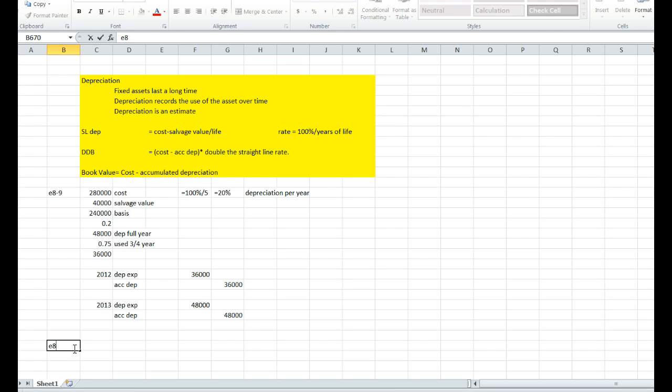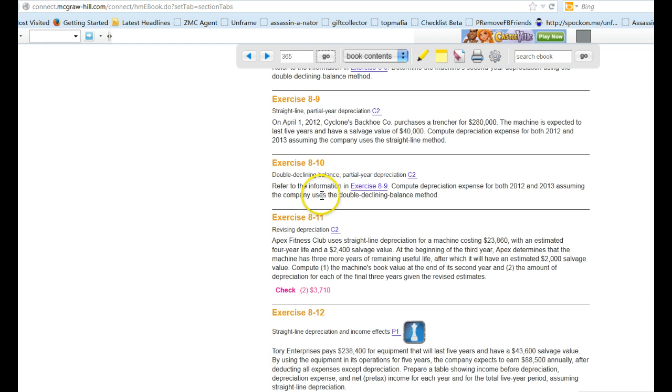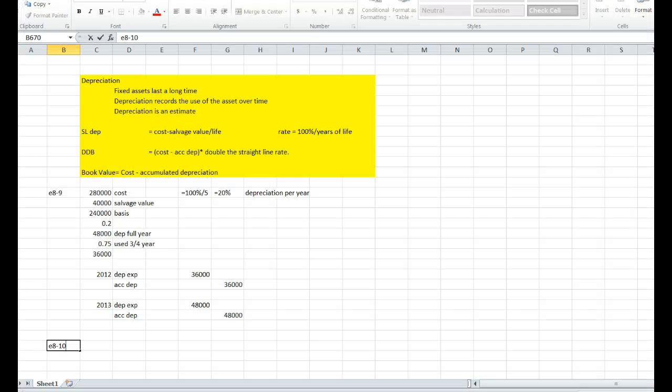This is problem 810. All right. And let's go back and find the problem. It says, refer to the same example, Cyclone's backhoe. Compute the depreciation for 2012-2013, assuming the company uses double declining balance. All right. We can do that, because hopefully we're pretty smart, right? So here we don't worry about the salvage value. So we're just going to take the plain cost, and remember we start with cost less accumulated depreciation.